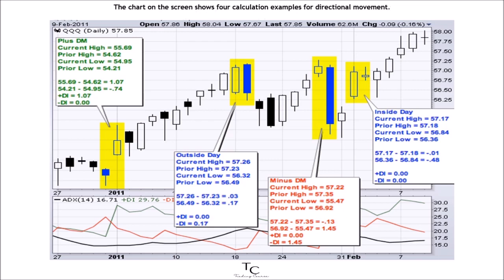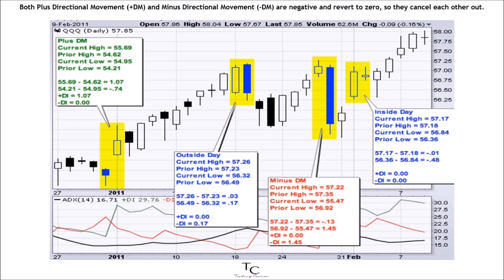The chart on the screen shows 4 calculation examples for directional movement. The first pairing shows a big positive difference between the highs for a strong plus directional movement, plus DM. The second pairing shows an outside day with minus directional movement, minus DM, getting the edge. The third pairing shows a big difference between the lows for a strong minus directional movement, minus DM. The final pairing shows an inside day, which amounts to no directional movement, 0.